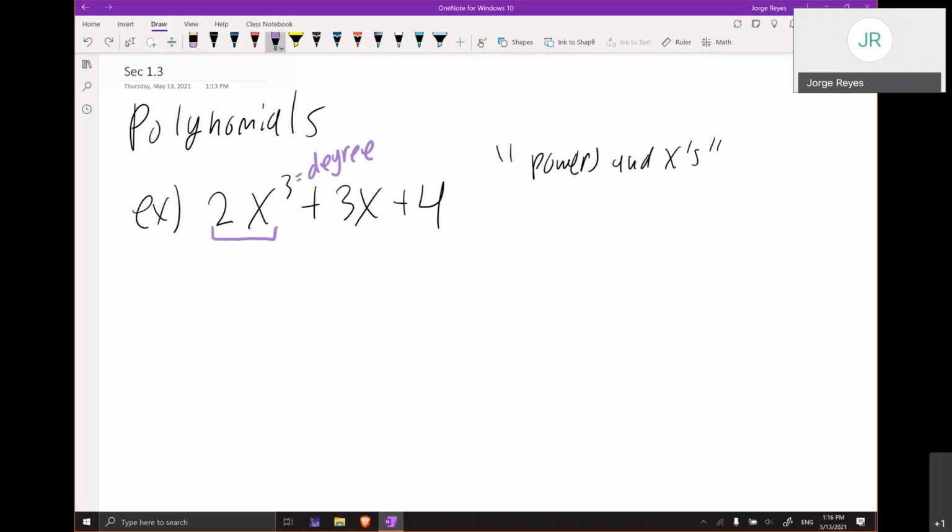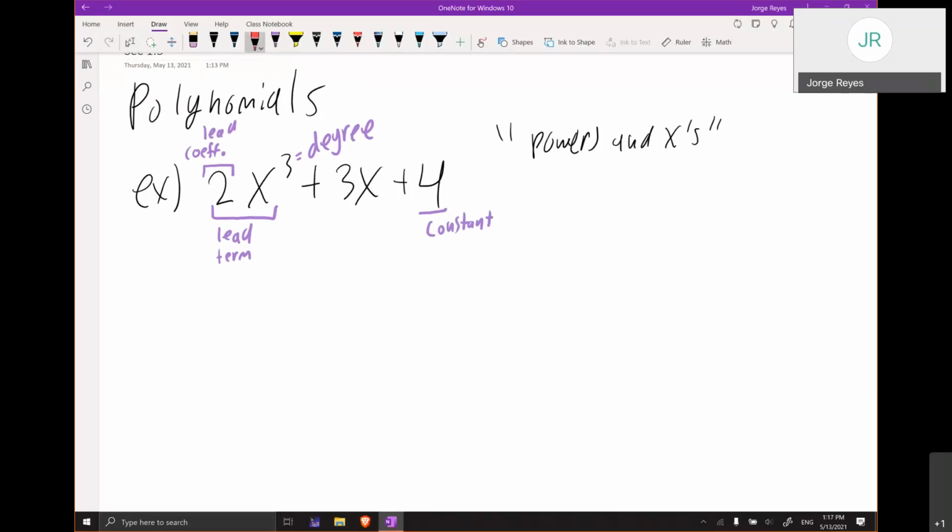Now, the term that has the degree, all right, this is called the leading term. And that's mostly because we write it first, but it's the one that has the biggest power. And then specifically the 2 here, this one is called the lead coefficient. And the 4 also has a special name that is called the constant. Okay, so these are parts of a polynomial. And so it looks like this.